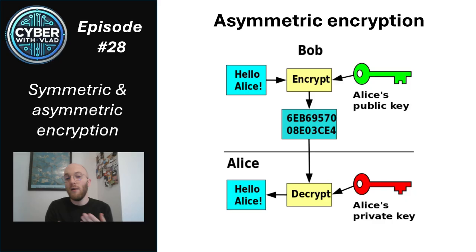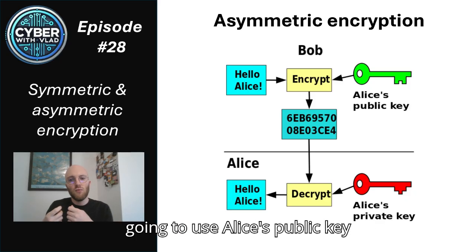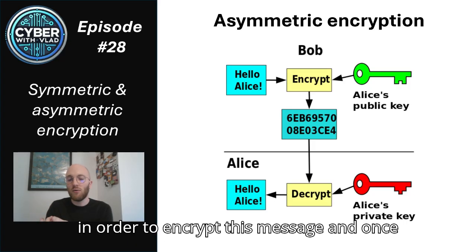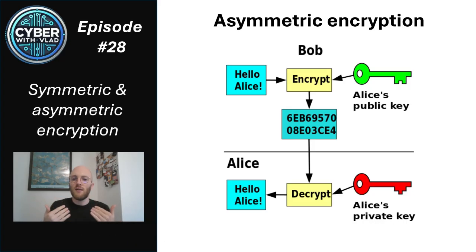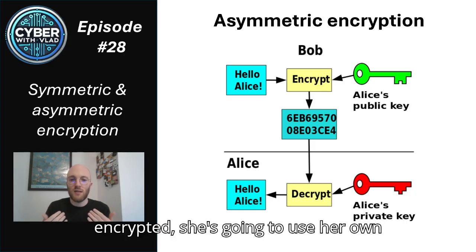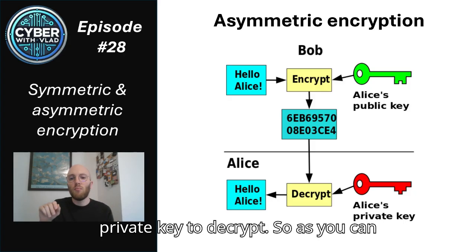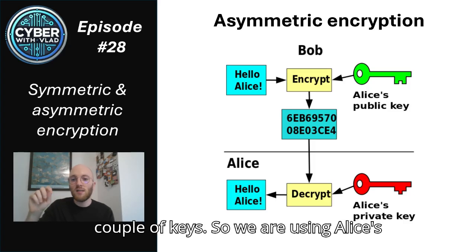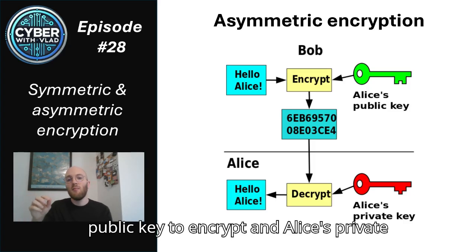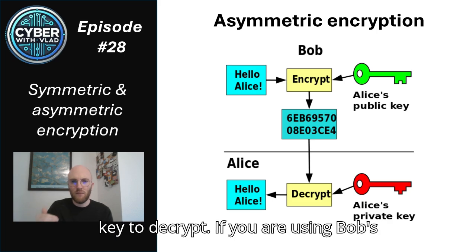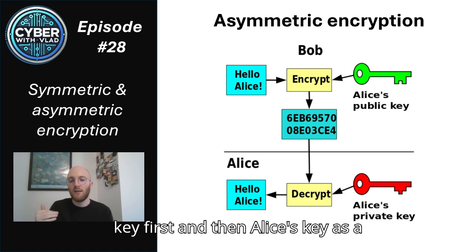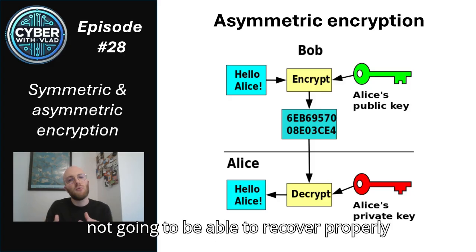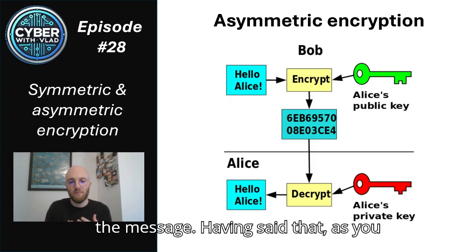First we have Bob, and Bob wants to say, hello, Alice. What he's going to do, as I said, is use Alice's public key in order to encrypt his message. Once Alice receives the message, which is encrypted, she's going to use her own private key to decrypt. As you can see, it's really about using the same couple of keys. We are using Alice's public key to encrypt and Alice's private key to decrypt. If you are using Bob's key first and then Alice's key second, it's not going to work. You are not going to be able to recover the message properly.